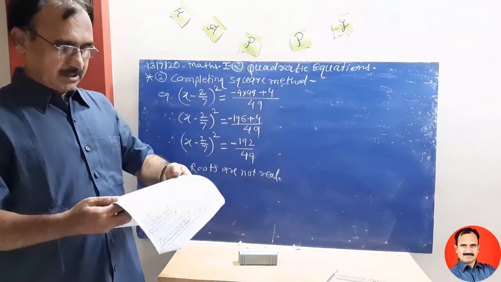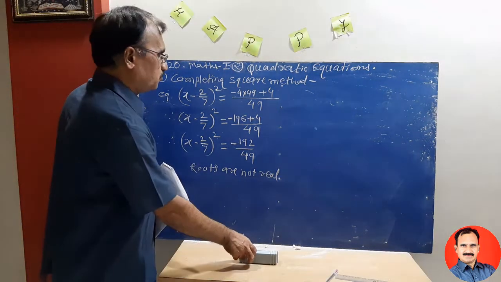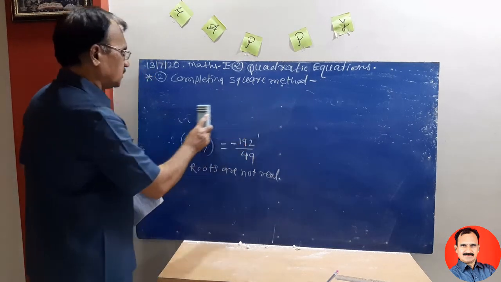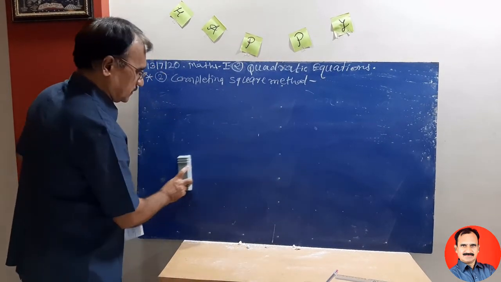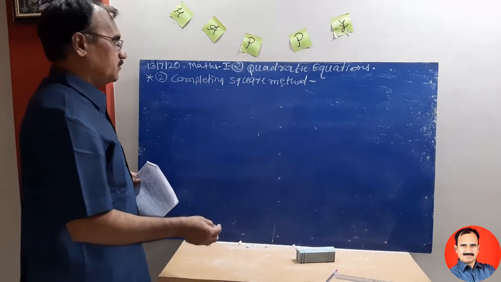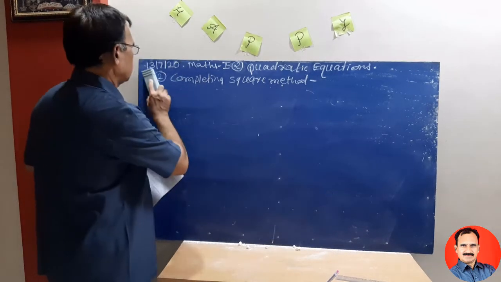Now we are going to see the examples in practice set 2.3. First, try to understand this method. What is the completing square method? This is very easy after you practice. Practice set 2.3.